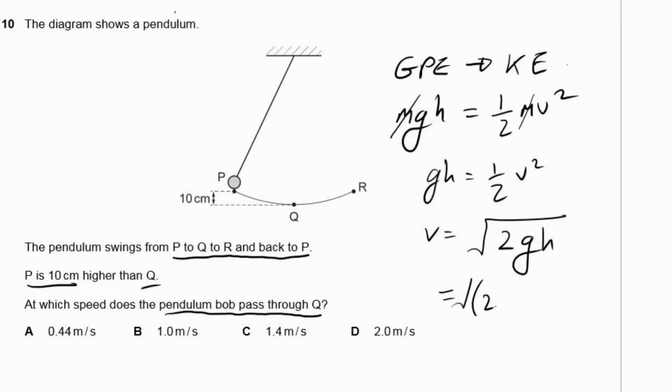Okay, so let's put that in. That's the square root of 2 times 10 meters per second squared multiplied by 10 centimeters. That's 0.1 meters. Excellent. And that gives us a value of 1.414 meters per second, which is option C. There we are.